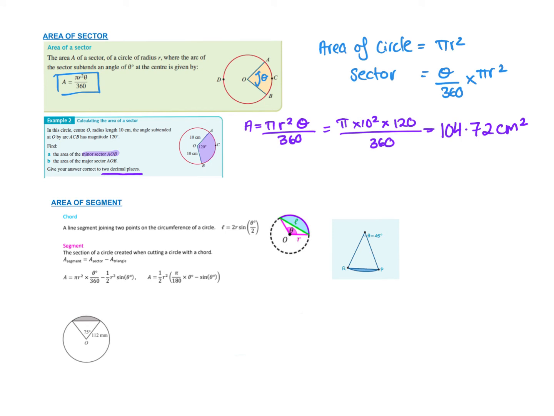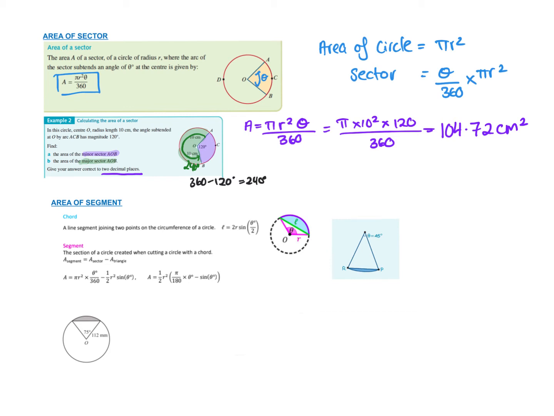Now, when they ask us for the major sector, they're talking about the big piece out here. And so you need to work out how many degrees that is. If the little one's 120, then this one must be 240 degrees, because 360 minus 120 equals 240. All right.